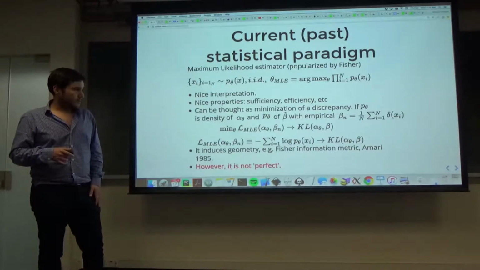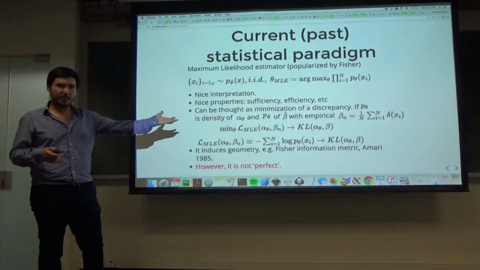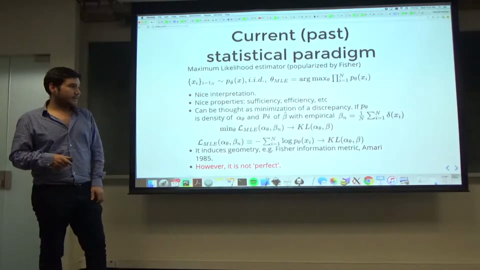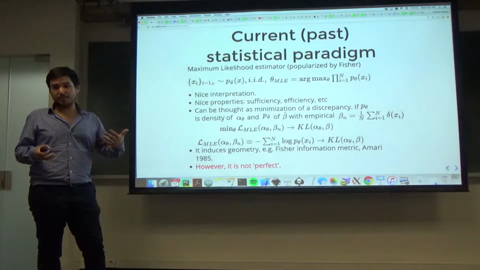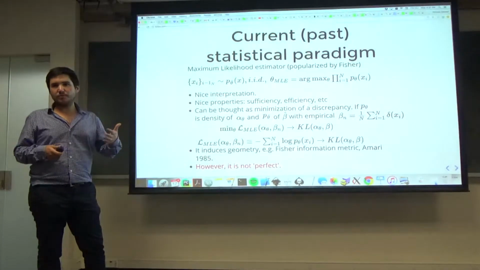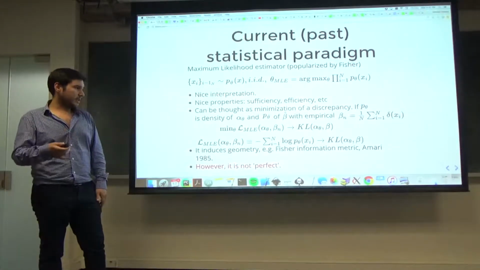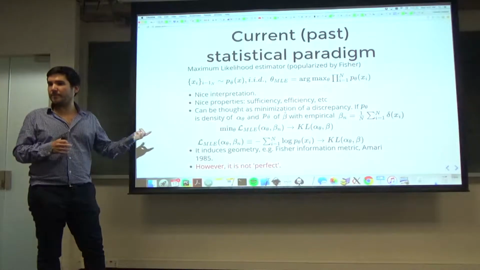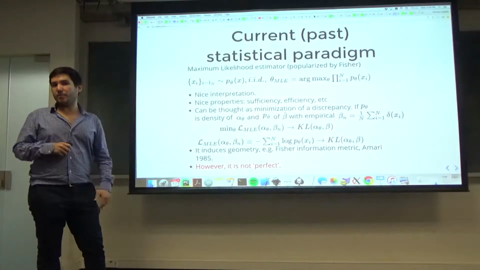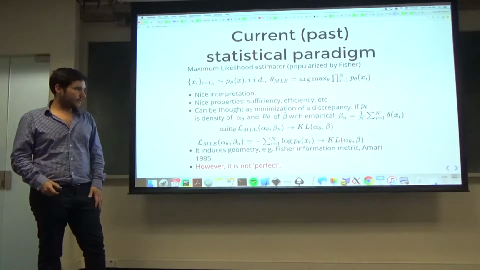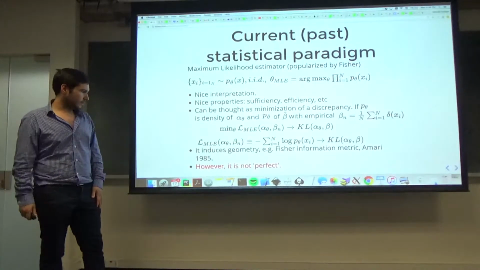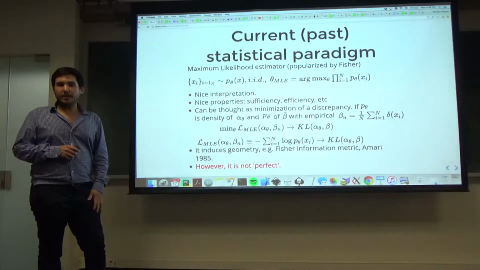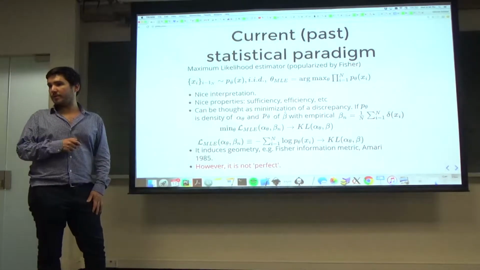The question is, is this enough? Is having this framework enough? Maybe there are other discrepancies that we could study, and maybe that is going to lead to better properties in some sense. It turns out that recently, because we have a lot of data and are faced with new regimes that we were not faced with in the past, in some cases doing maximum likelihood estimation is not giving the best answers. People have begun to study other ways of measuring discrepancy between measures, so that you can get better ways to analyze data or better geometries and so on. That's the motivation to introduce a new kind of discrepancy and see how far we can go with it.